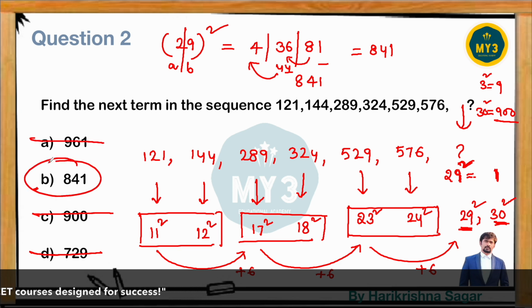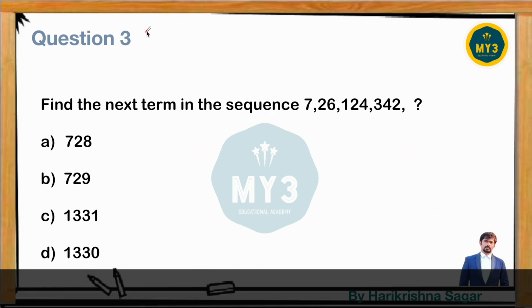Directly you can mark the answer option B if you are not feeling comfortable finding the square number. Hope you are able to understand this. Let's take the next question.